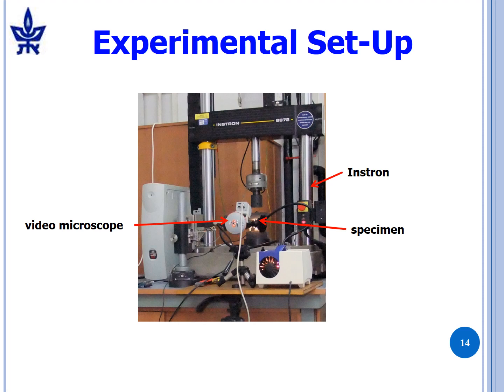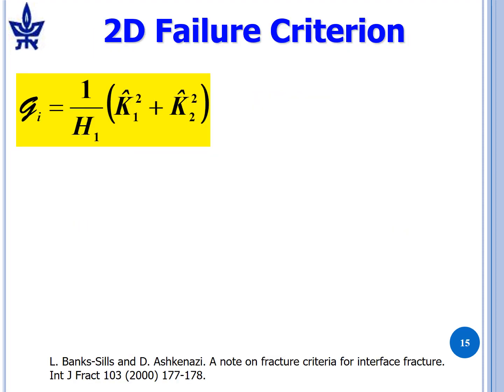It's difficult to see the specimen, but with the video microscope, we see the specimen and we have a light source that's lighting it for us. So now we need a failure criterion. We can have a 2D failure criterion or a 3D. So let's start with the 2D since it's simpler.